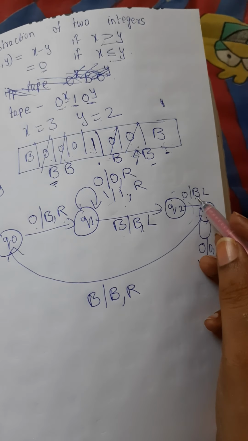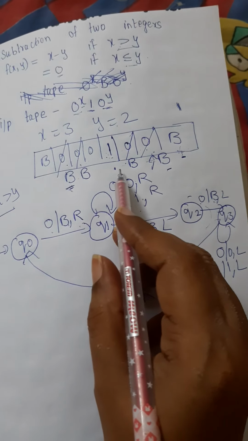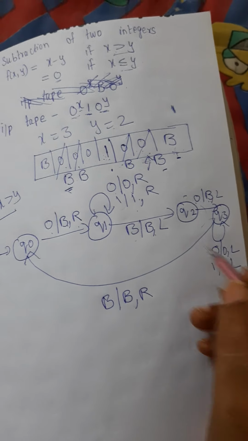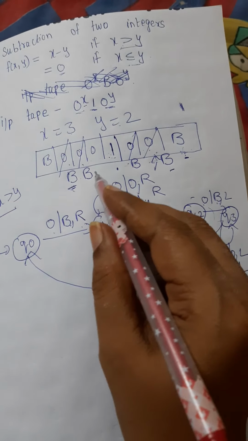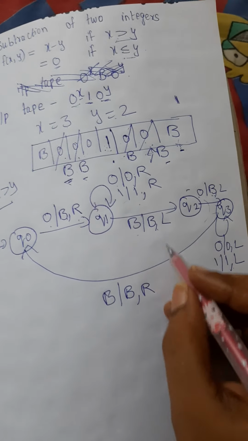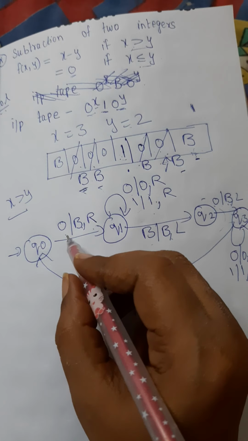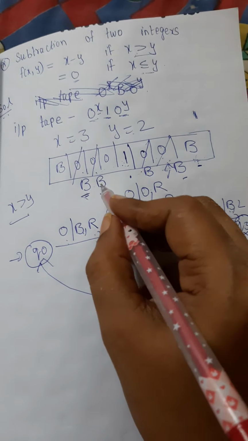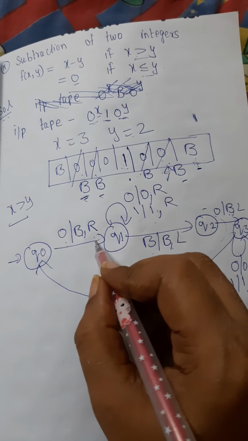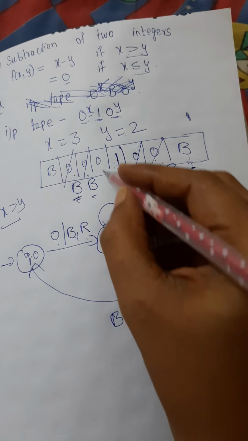Again we have to go on skipping. So 1 you skip, 0 you skip, and again you get the blank. When you get the blank, again you are moving right.